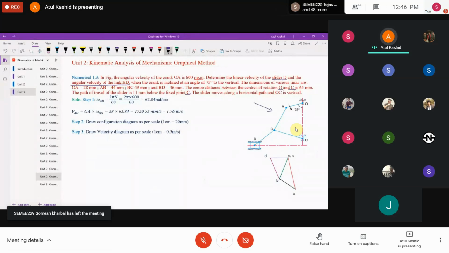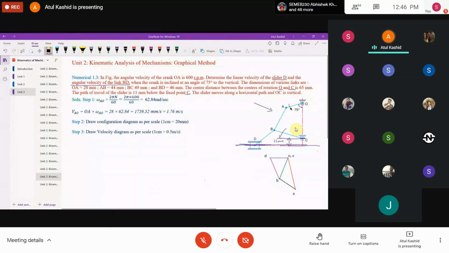The path of travel of the slider is 11 mm below the fixed point C. So we have a fixed point C over here, and they're telling us that the path of travel of the slider is 11 mm below the fixed point C. So this is 11 mm. This is required to draw the configuration diagram, because before moving to the velocity diagram, it is important to draw the configuration diagram, right? We have to take the perpendiculars from the configuration diagram into the velocity diagram. That's why the configuration diagram is important in the graphical method, right?